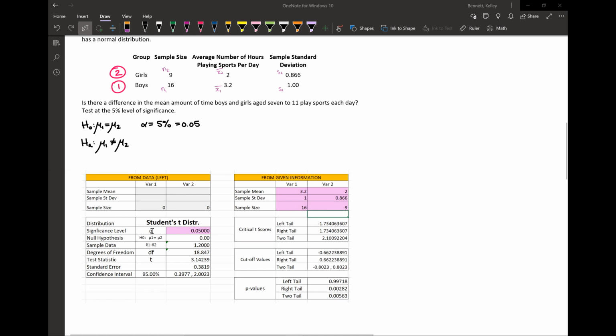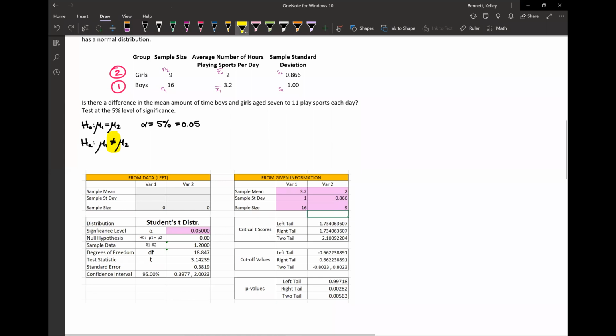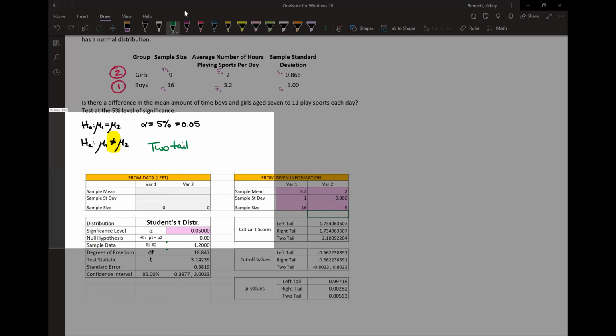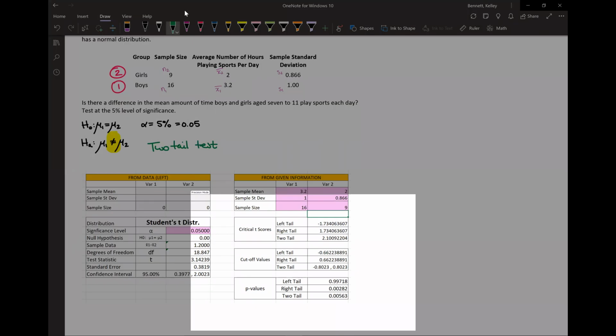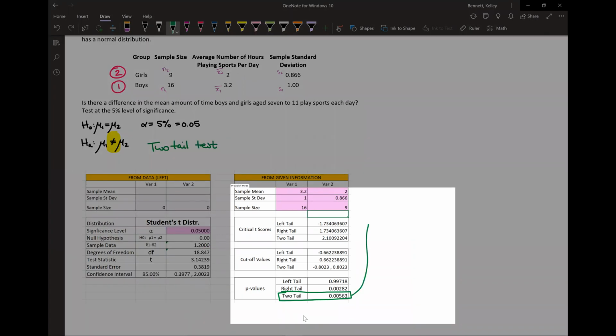So given all this information, we crank out our degrees of freedom, our t, our standard error, and confidence interval, and all that's nice and cute. How do I answer this question? Remember that you first want to ask, am I doing a left tail, a right tail, or a two tail? You determine that by looking at the structure of the alternative hypothesis. This is a two-tail test, meaning that if I'm going to appeal to my p-value, I really need to be looking at this p-value right here. And once we have our p-value, we can compare it to alpha.